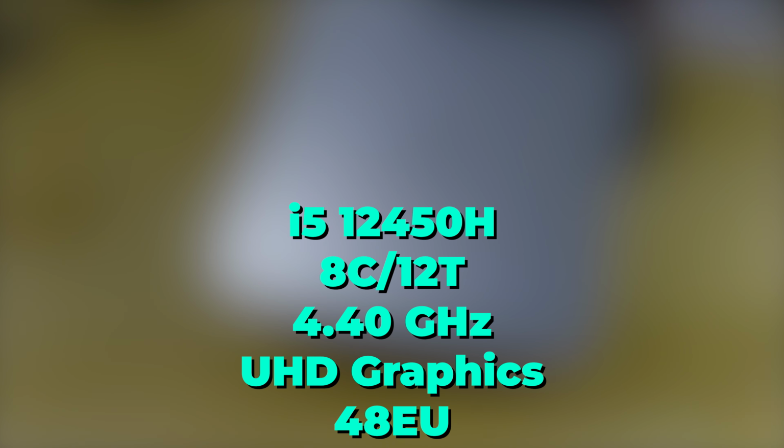Now, this specific system comes with the i5-12450H. That is an 8-core, 12-thread CPU, so that is 4 performance cores, 4 efficiency cores. This exact system comes with a stock TDP of 45 watts. Now, this i5-12450H also comes with Intel UHD graphics with 48 execution units, which is about double what you actually get on the i3 13100.